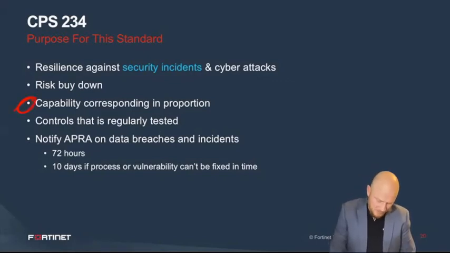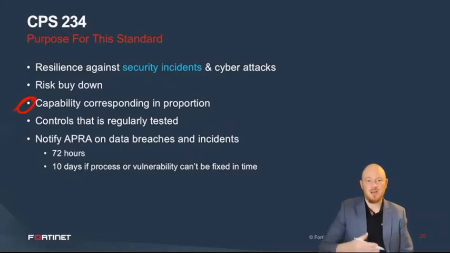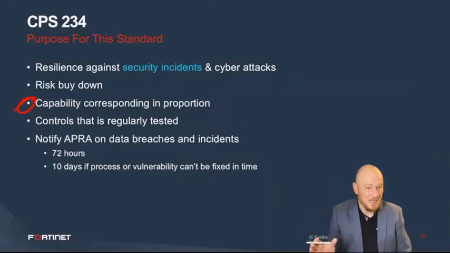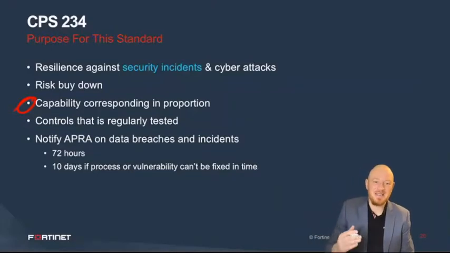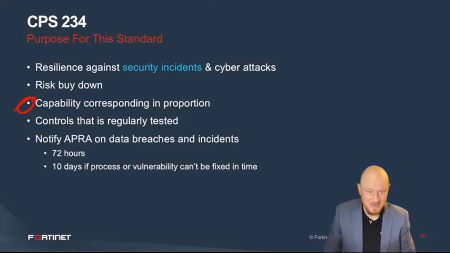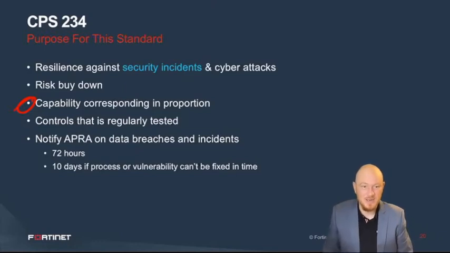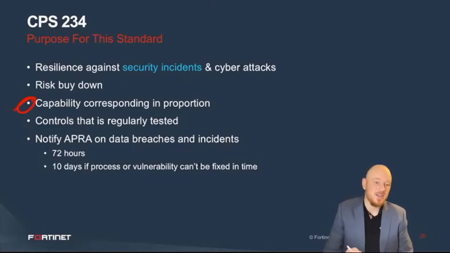So one of the components that the report is also talking about is the capability that should be corresponding to the size or degree in proportion. Kind of what does that mean sometimes? But also the controls that are regularly tested at least once a year. I would recommend at least twice a year to be tested, but the report is saying at least once a year. And then also notifications for APRA on the date of breaches when there is an incident.